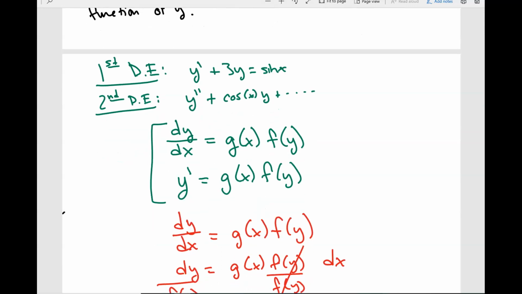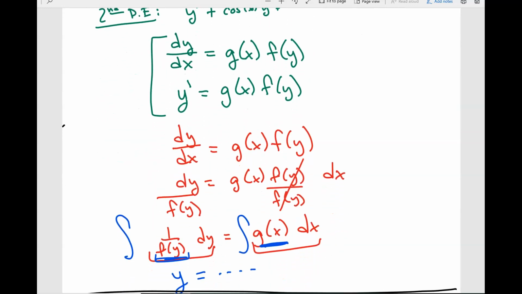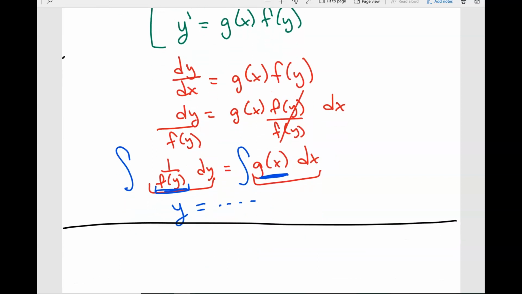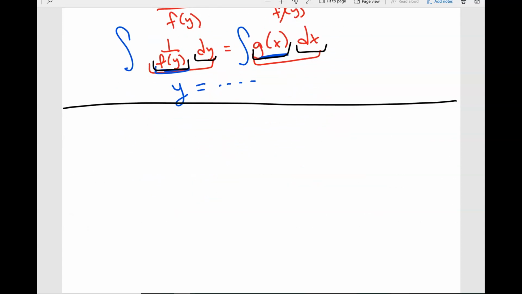So if you remember, separation of variables basically means that you want to put all the x's on one side and all the y's on the other side. So if you have a dy, you want to have all of the functions that have y's on that side. And if you have x's, then you want all the functions of x on the other side. And if it's not possible to do that, then it isn't separable. You are not able to do that problem. So let's just do an example.